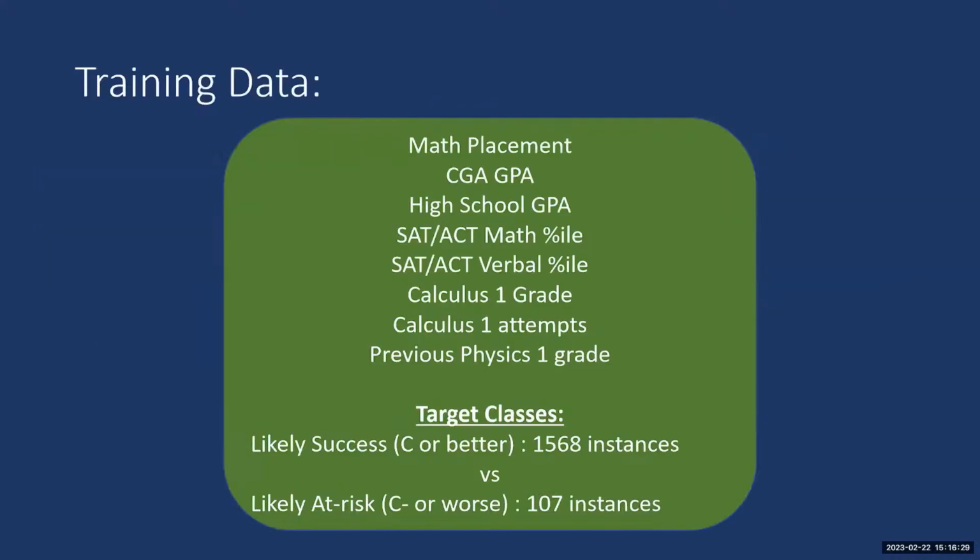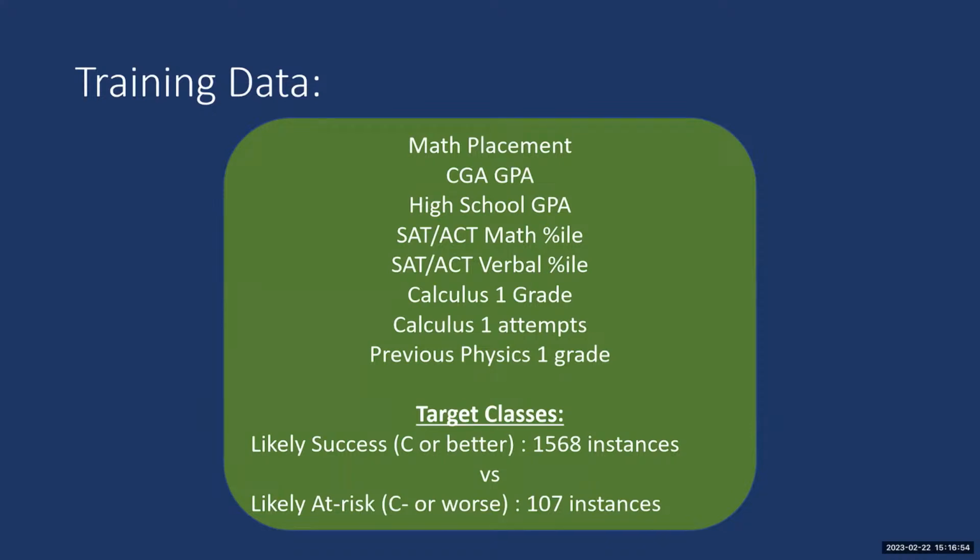The types of data that we're looking at for these students are things like their math placement score at the academy, their academy and high school GPAs, their standardized test scores, and how well they did in calculus if they've taken it. We can use these to predict either whether they're likely to succeed in Physics 1, getting a C or better, or whether they're likely at risk, a C- or worse.